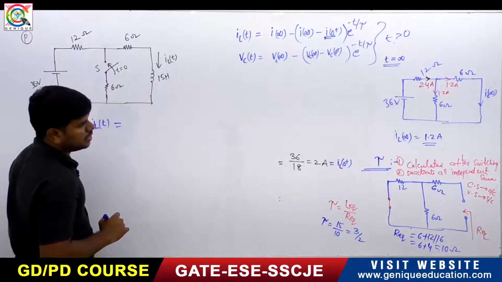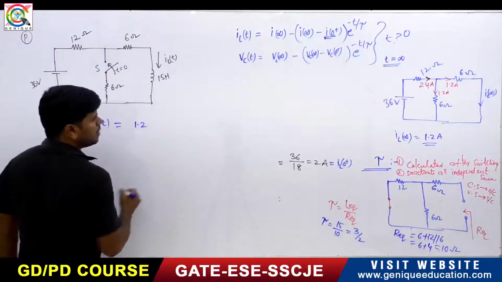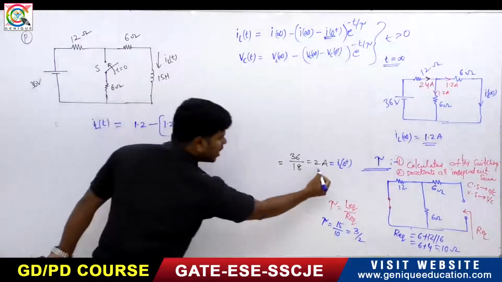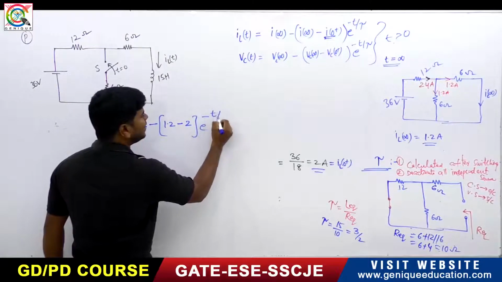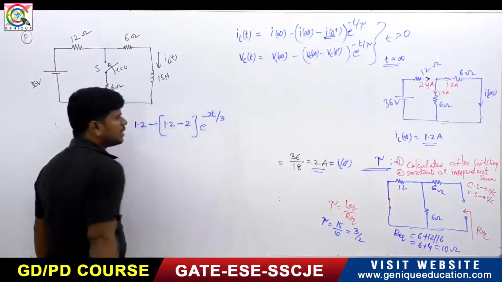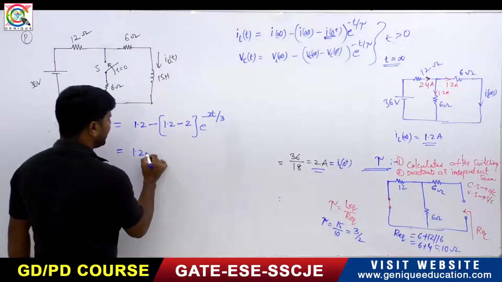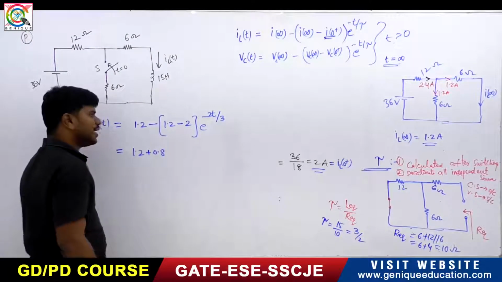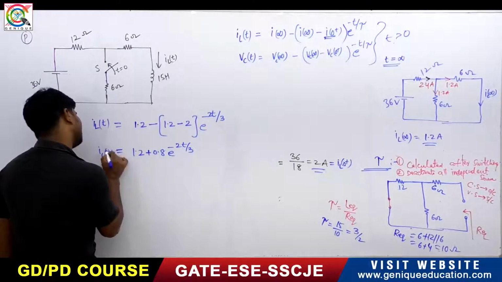I final is 1.2, minus I final 1.2 minus I initial. We got this 2 amperes, minus 2 into e power minus t divided by tau. Tau is 3 by 2, which means it is 2t by 3. So the final answer is 1.2 minus, it is plus 0.8, it is minus 0.8 e power minus 2t divided by 3. So this is IL of t.